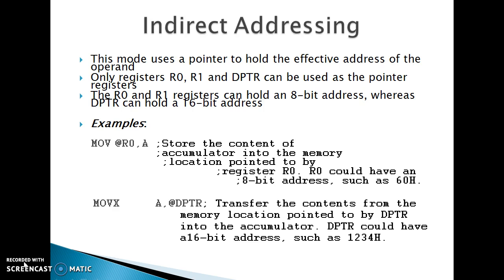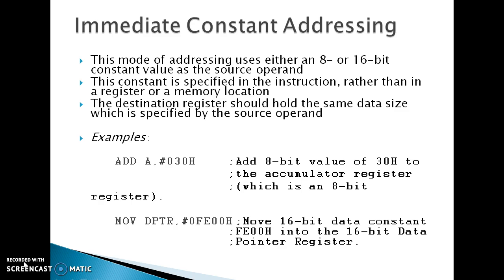Examples, MOV @R0, A. The explanation of this instruction is the content present in the accumulator is moved to the memory which is represented by R0. MOVX A, @DPTR. The content present in the memory address which is represented by the DPTR is moved into the accumulator. The next addressing mode is immediate constant addressing.